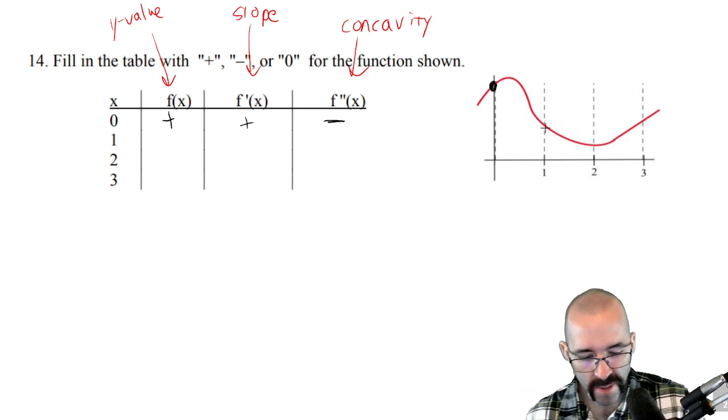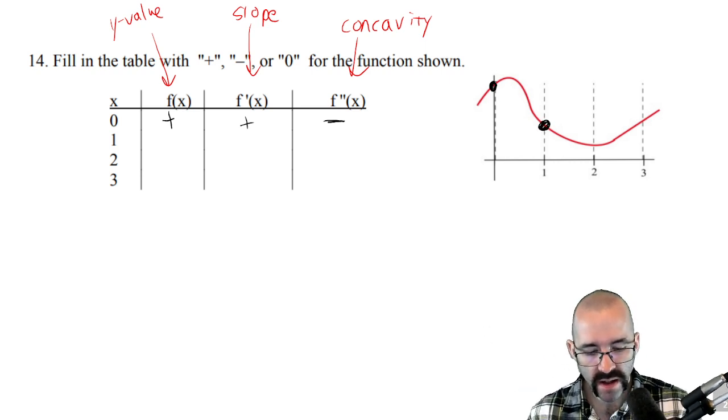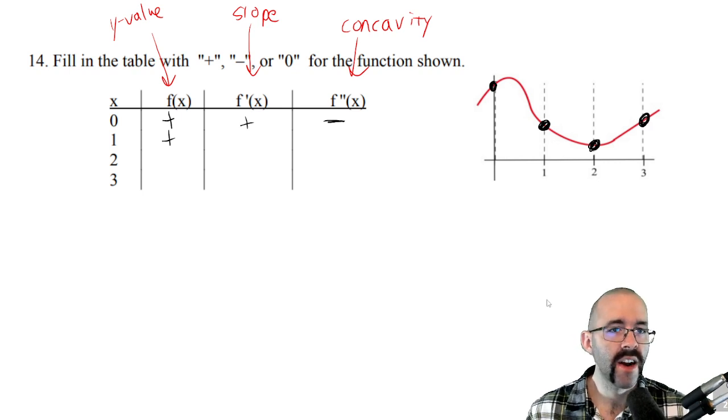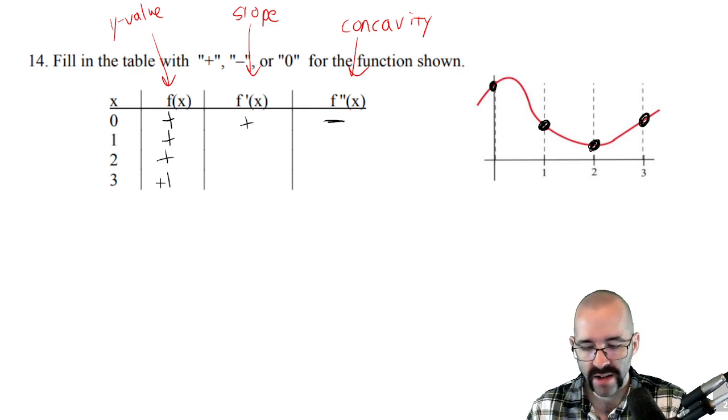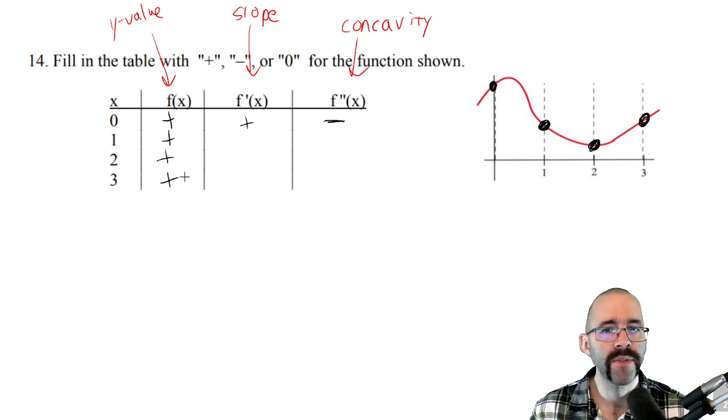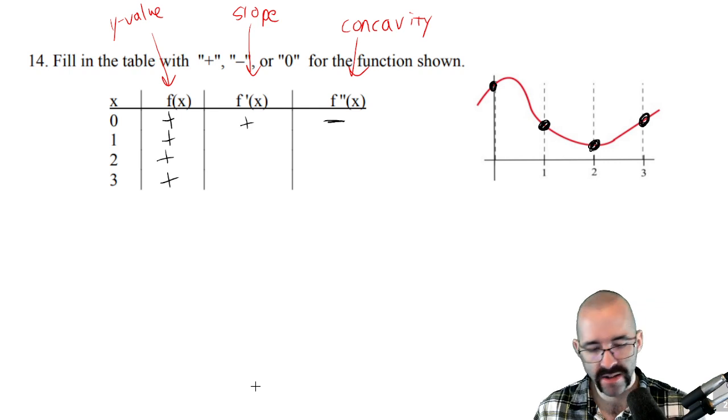And then we go through the next couple points. All right, we look at the second point. Still has a positive function value. I'm going to do all the points at once now. All of these points have positive function values, right? Those ones are maybe less interesting. Let's look at their slopes.